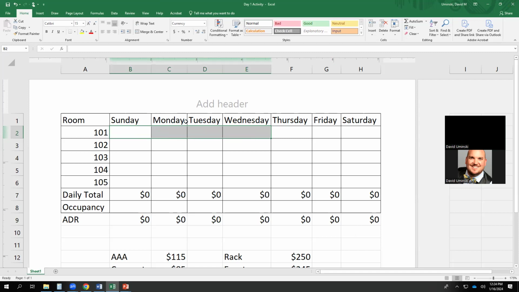The first one again is a corporate rate of $85, check in on Sunday for 4 nights. Third time, corporate rate of $85, check in on Sunday for 4 nights.